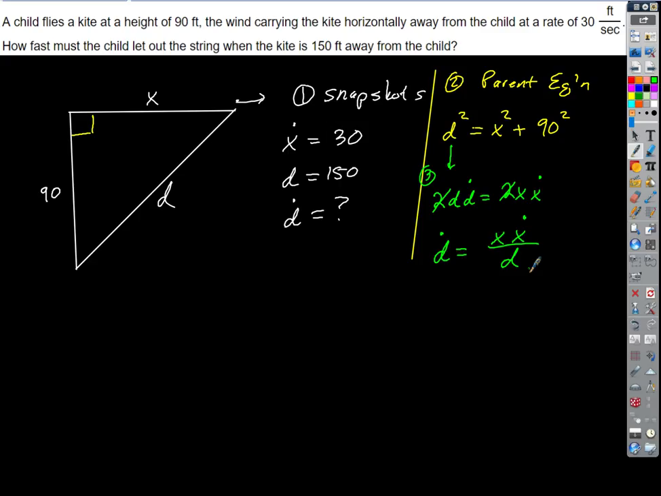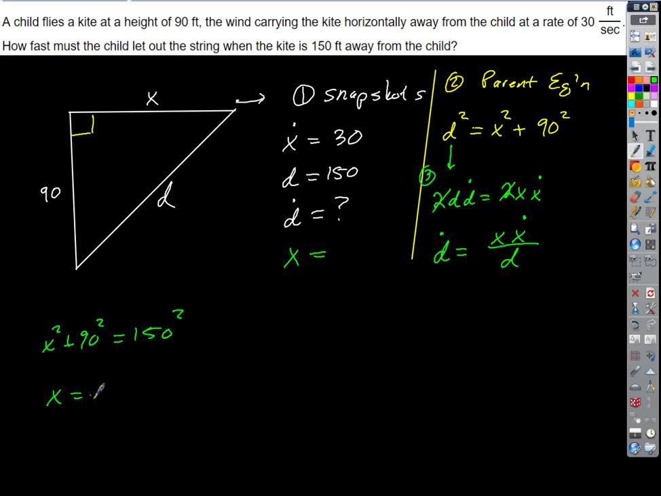Make sense? So what are my options here? Because if I look at the plug and chug part now, I know x dot and I know d, but I don't know x. One perfectly reasonable thing to do would be to add another snapshot value then, because we know our snapshot is when d is 150. So then x squared plus 90 squared would have to equal 150 squared.